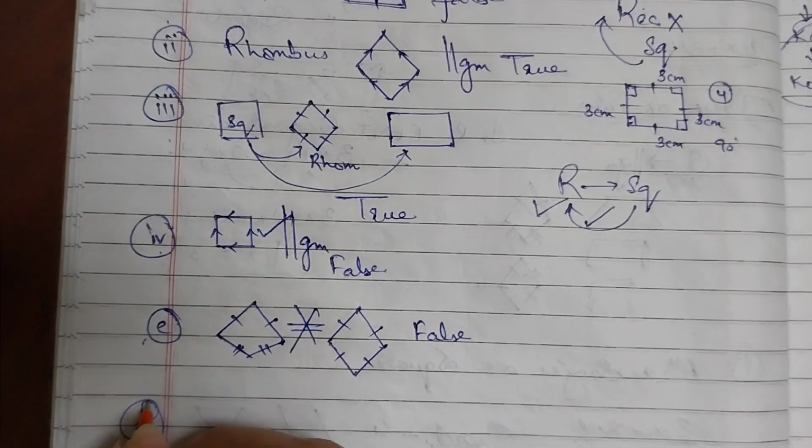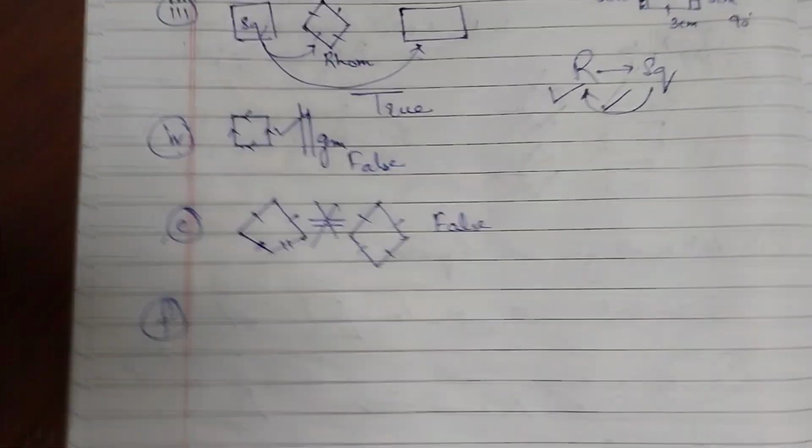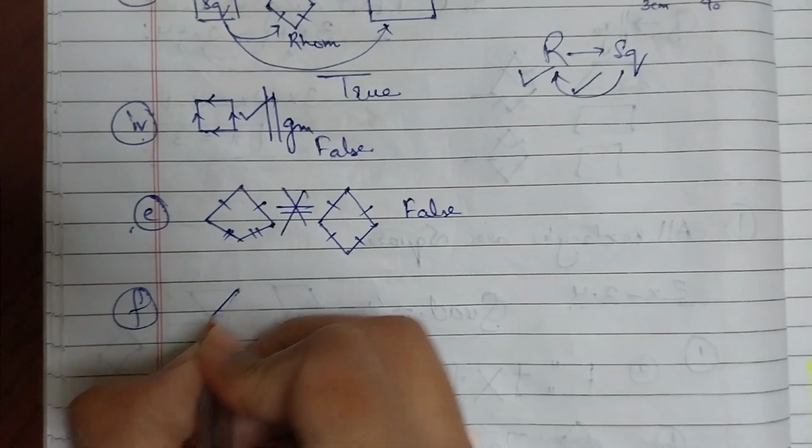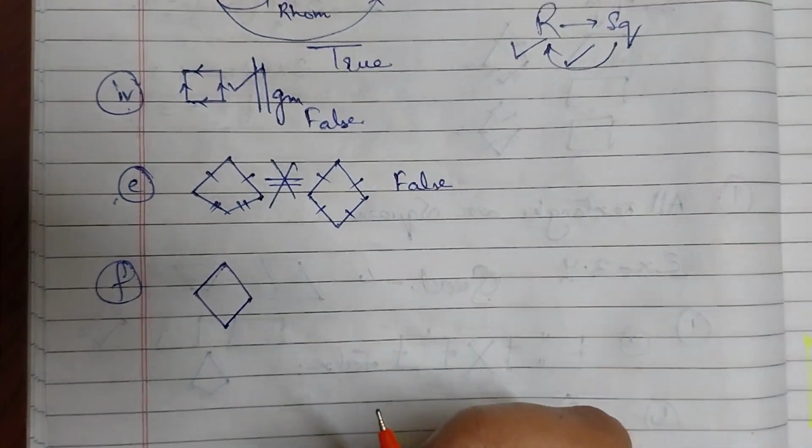Going with the fifth one, the F1 here, it says all rhombuses are kites. Yes, all rhombuses can have the shape of a kite.